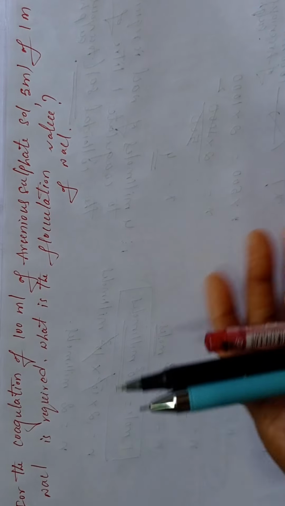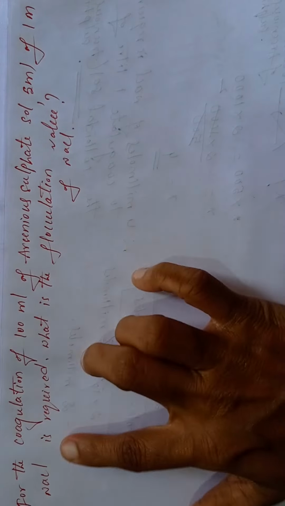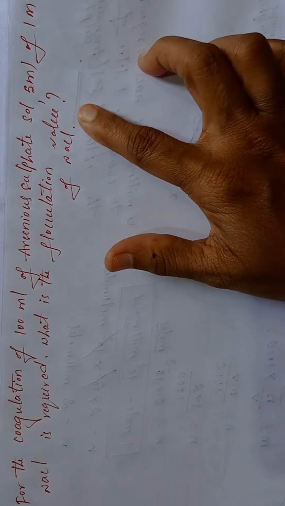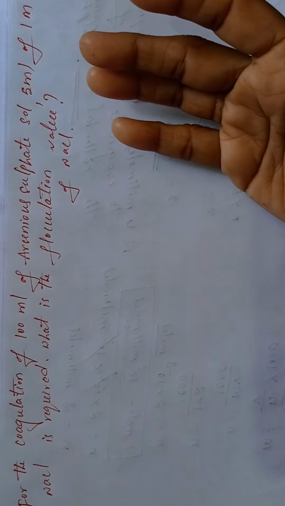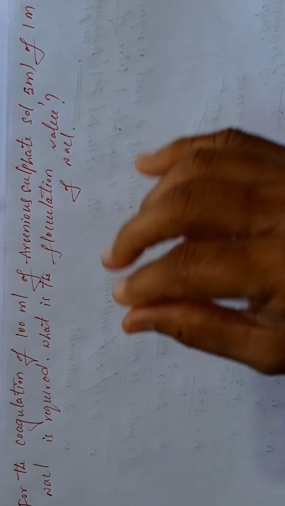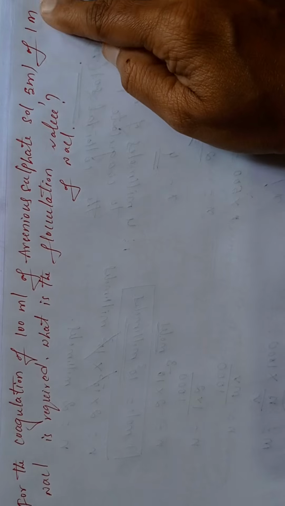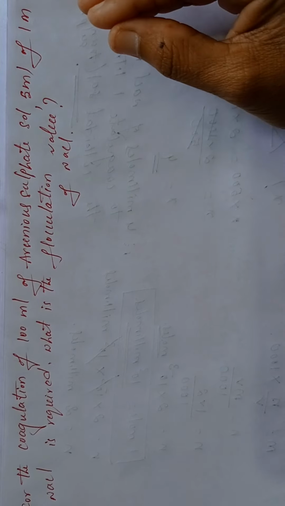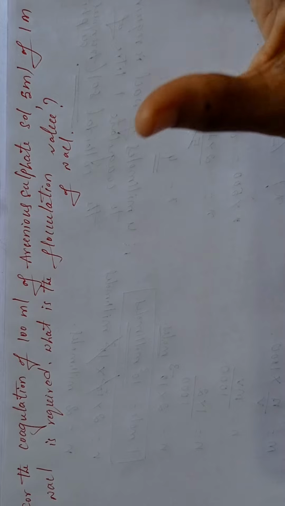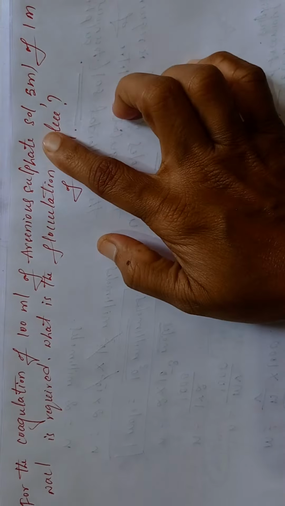See students, next, the second question. For the coagulation of 100 ml of arsenious sulfide salt, 5 ml of 1 molar NaCl is required. What is the flocculation value of NaCl? Flocculation value and coagulation value are both the same. So here the 5 ml volume is given, and the NaCl electrolyte is 1 molar. First you have to find the number of moles, students. After that we have to convert the number of moles into millimoles. That many millimoles of electrolyte is required for the coagulation of 100 ml of arsenious sulfide.